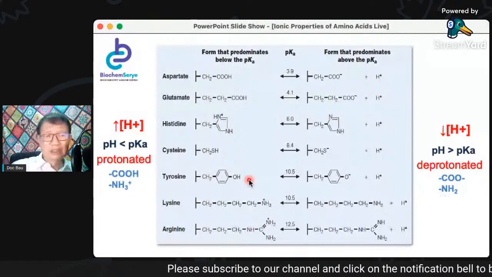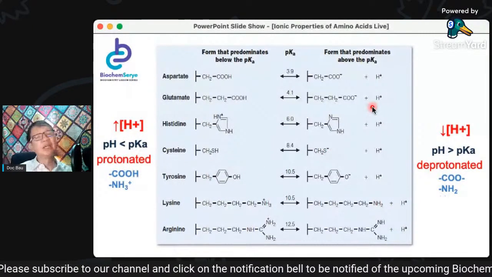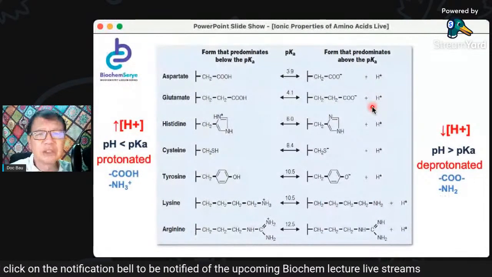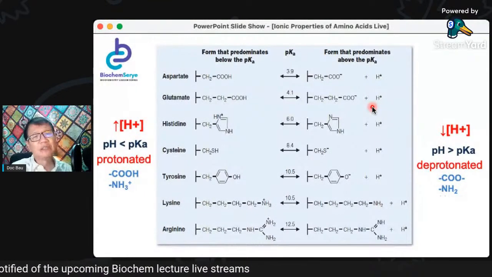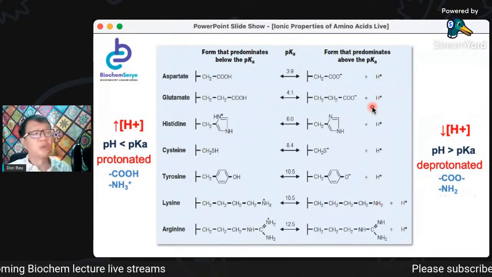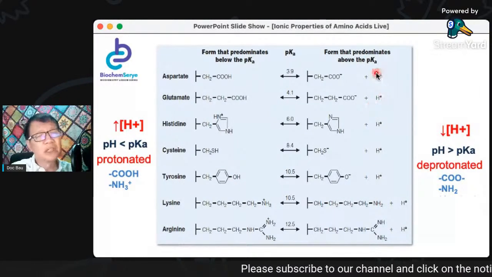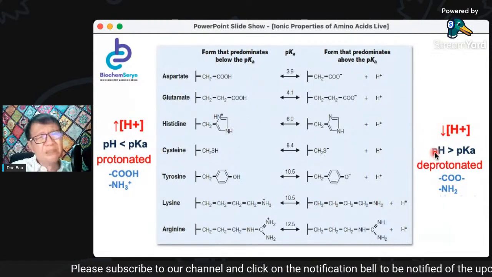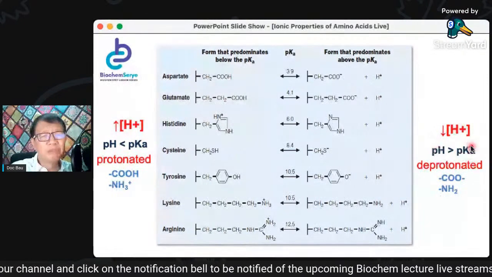Let's look at the other side of the coin, the other side of the spectrum. What happens if your pH is high? When your pH is high, what's the condition again? Your hydrogen ion concentration is low, or your hydroxide ion concentration is high. The pH is high, so you have a scarcity of your hydrogen ion, right? So what happens now? Most probably the pH will surpass the pKa.